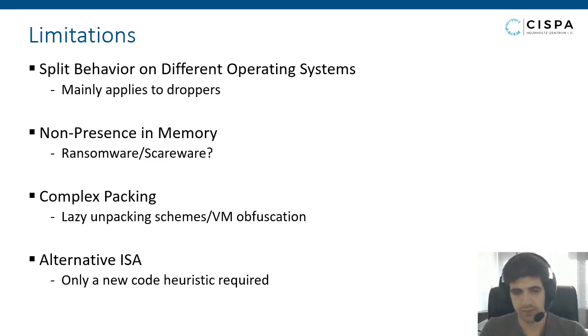In the reviews, we have also seen that some people mentioned alternative instruction set architectures. That's not really a limitation because adding support for a new instruction set architecture is merely an engineering effort. So for example, if you want .NET bytecode, you just need to add a disassembler for .NET bytecode and write a new code heuristic. So that works.